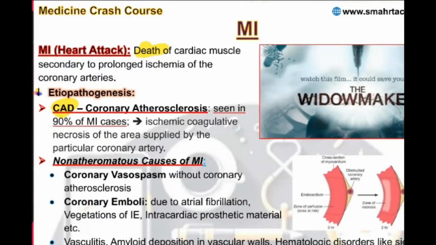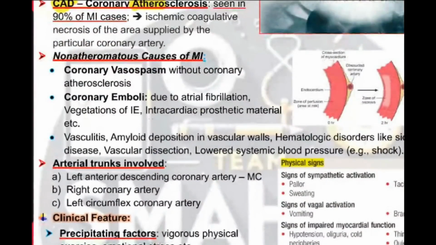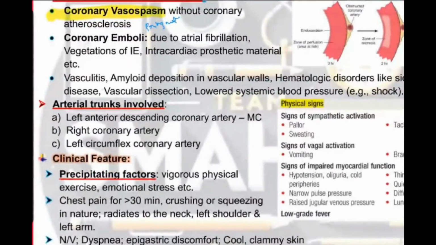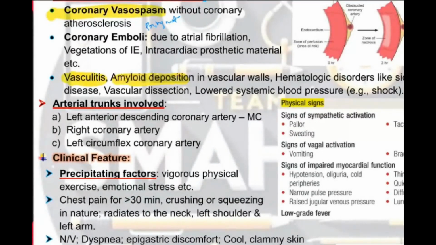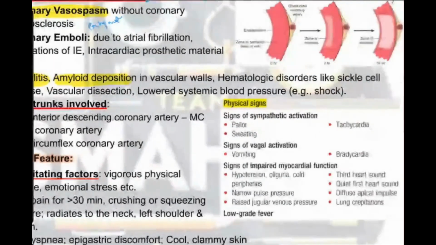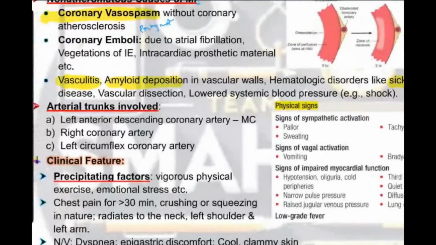CAD is a mnemonic: coronary artery disease because of atherosclerosis. All those risk factors you can write in this case. What are the non-atheromatous causes? These are 10% of causes. Coronary vasospasm, which we already talked about, in Prinzmetal angina. Other reasons are some vascular inflammation blocking the blood supply, or some amyloid causing narrowing of the lumen. Again, some hematological disorders like sickle cell anemia are blocking the blood supply.